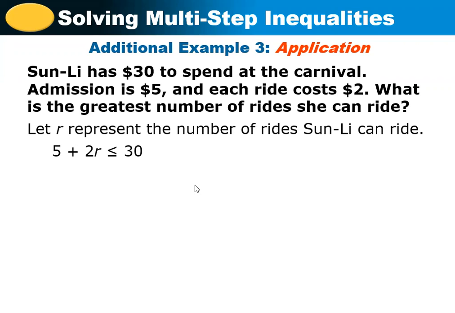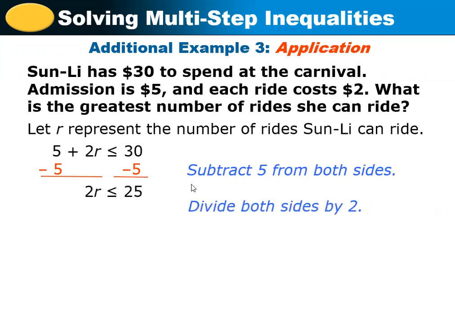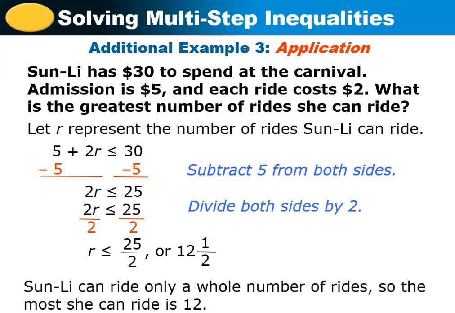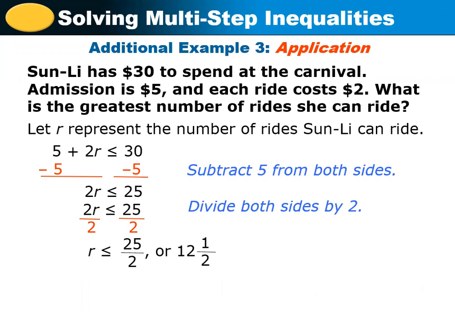Let R represent the number of rides Sunli can ride, and then we solve it like a normal inequality, adding the additive inverse, and then 2R less than 25, so R less than 12 and a half. Sunli can ride only a whole number, because I can't say I'm going to ride 12 and a half. The maximum number which she can ride is only 12. I can't say 13 in this case. There is nothing called riding 12 and a half. The maximum number she can ride is 12.